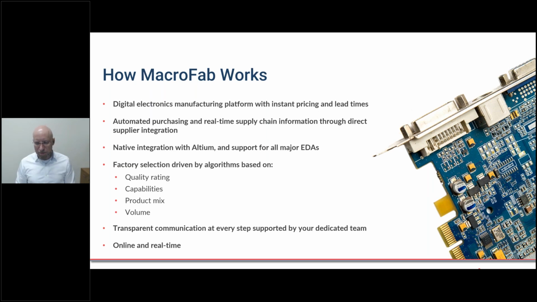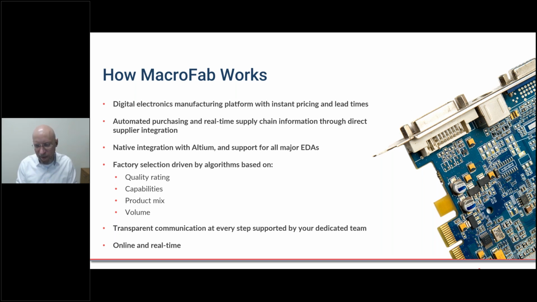Right. I mentioned that we're at MacroFab. What we are is a digital electronics manufacturing platform. We enable our customers to get instant pricing and lead times, and we work with 75 different factories. So we enable our customers to take a full catalog of products and manage those across multiple manufacturers through a single platform. Part of how we enable instant pricing and lead times is through automated purchasing and real-time supply chain information through direct supplier integration.